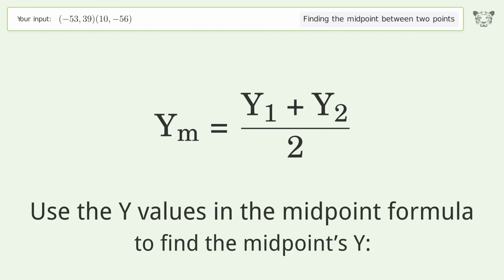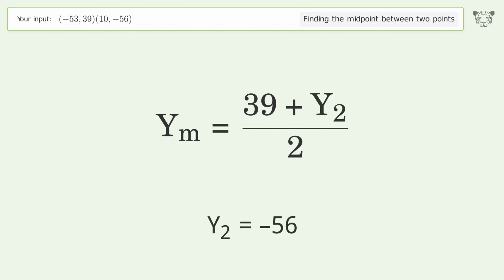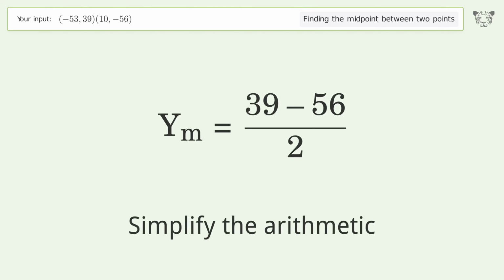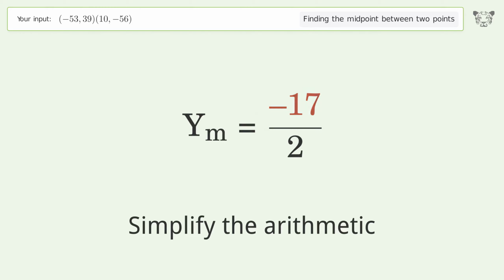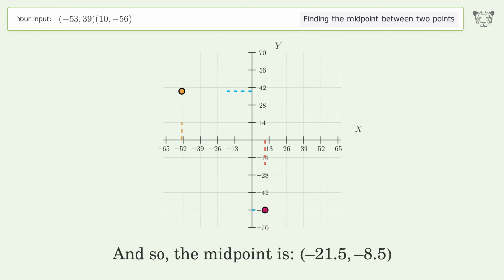Use the y values in the midpoint formula to find the midpoint's y. y1 equals 39. y2 equals negative 56. Simplify the arithmetic. And so, the midpoint is negative 21.5, negative 8.5.